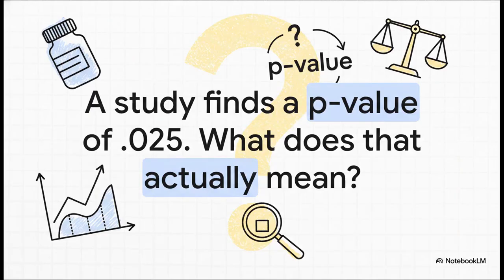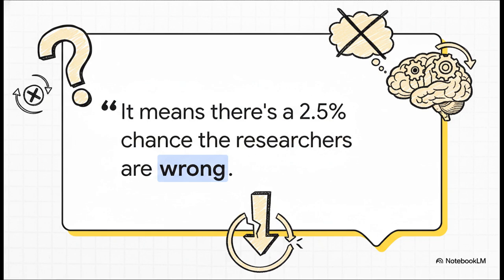You're reading an article and it says the researchers found a p-value of 0.025. You see that number and you think, okay, that seems small. That must be good. But what is it really telling you? What does that number actually mean? Now, the most common guess, the one that just feels right, is that it means there's a 2.5% chance the whole conclusion is wrong. It sounds so simple, so intuitive.